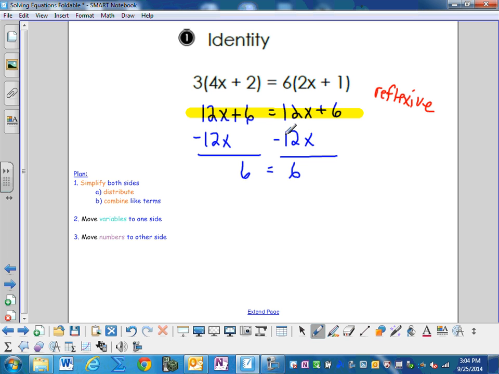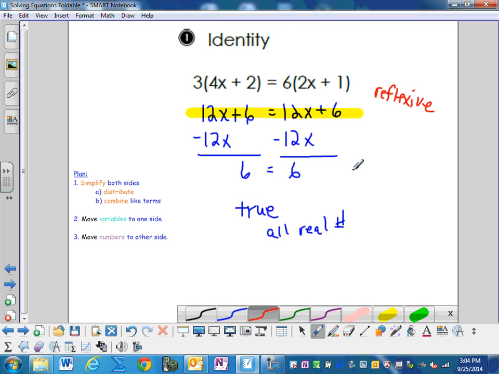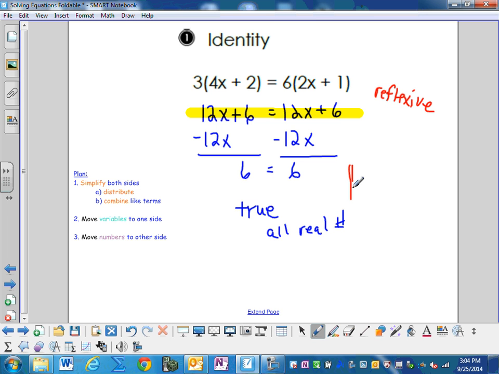And when we have this, that's why it's the identity. The variables zero out, and we're left with two constants. 6 equals 6. Since this is a true statement, 6 does equal 6, we know that the solutions are all real numbers. And the symbol for all real numbers is a big R. Let me change colors. All right, we take a vertical line, another vertical line, and then make an R. All real numbers, something like this. Okay.